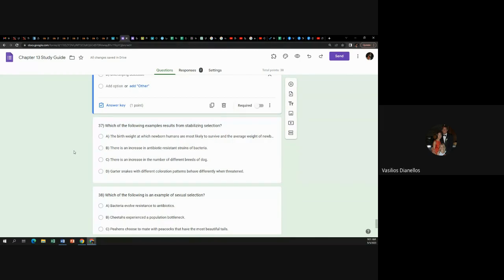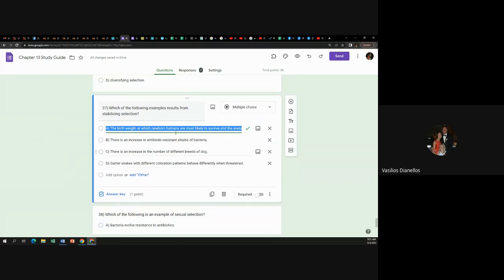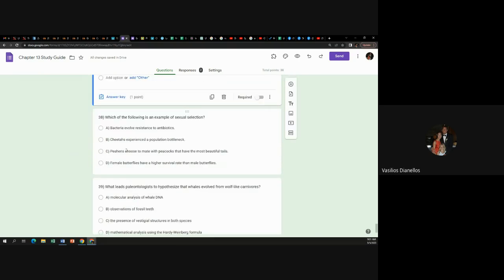Which of the following examples results from stabilizing selection? So here we go again. I'm just not even going to talk about this because these options they give are horrible. If we had more of the average human and fewer shorter humans and fewer taller humans, that would be stabilizing selection. Any questions?